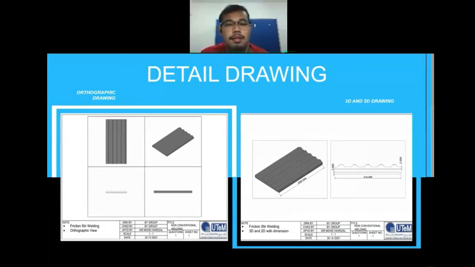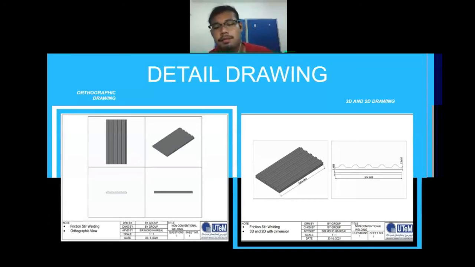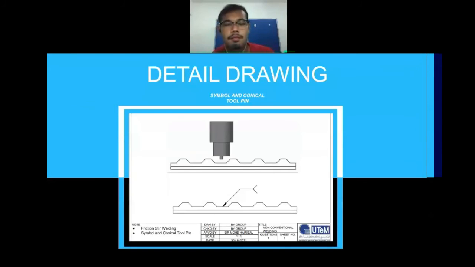On detail drawing, this is orthographic drawing and 3D drawing with dimension. And this is the shoulder and conical tool pin for friction stir welding.